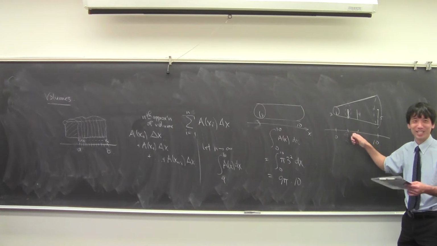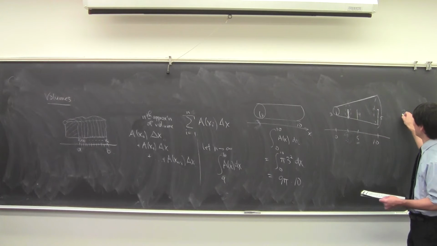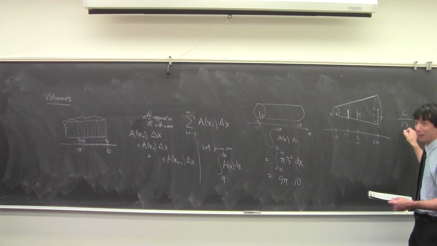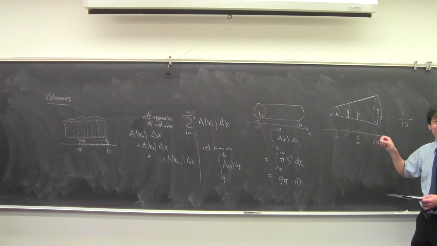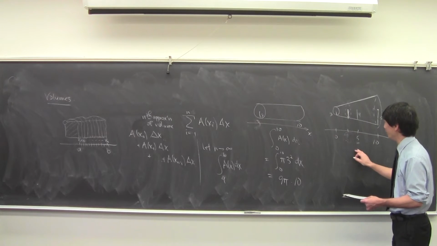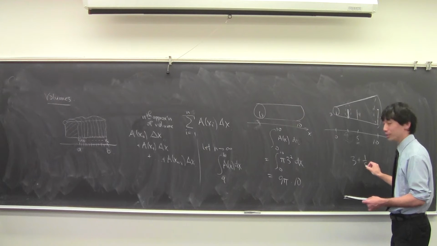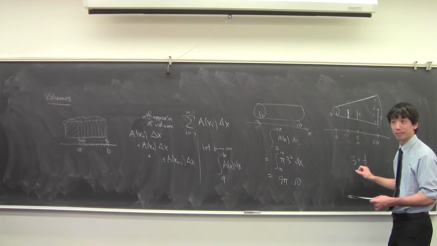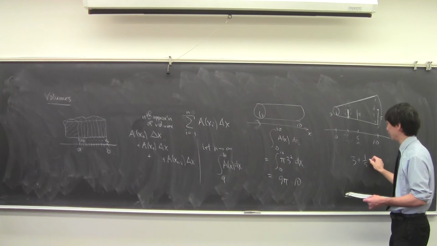The slope of this line? The slope, it's increased by 2 in 10 units. The slope of this line is 1/5. Okay? Right? The slope of this line is 1/5. So the radius is 3 plus 1/5 from here, from 0, with the change in x being just x.